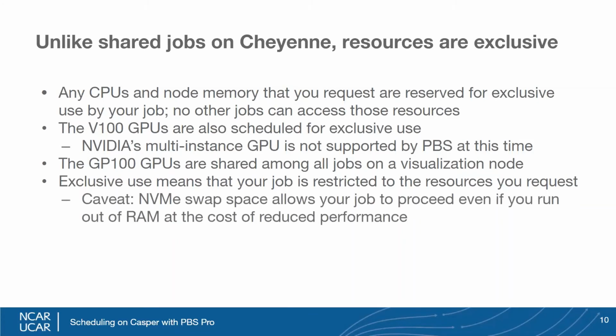There is one caveat to that, though. In terms of node memory, the fact that we have that NVMe swap space, the solid state disk, does allow your job to proceed even if you run out of the memory that you've requested, but at the cost of significantly reduced performance. So that's something to be aware of. If I'm asking for 10 gigabytes of memory but my job uses 20 gigabytes, it's probably not going to fail. But once I exceed the 10 gigabytes and start to use that swap space, my performance is going to go down. So if you see performance that's slower than you're expecting, I would take a look at memory usage. That's oftentimes the reason.